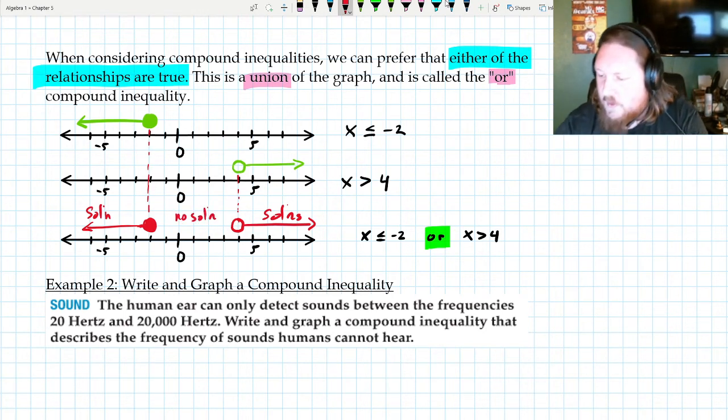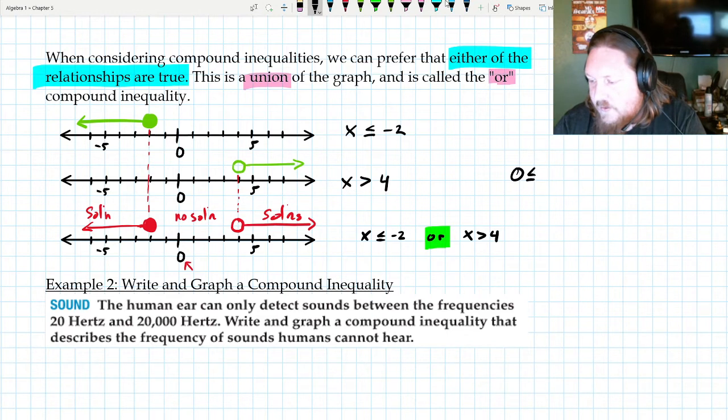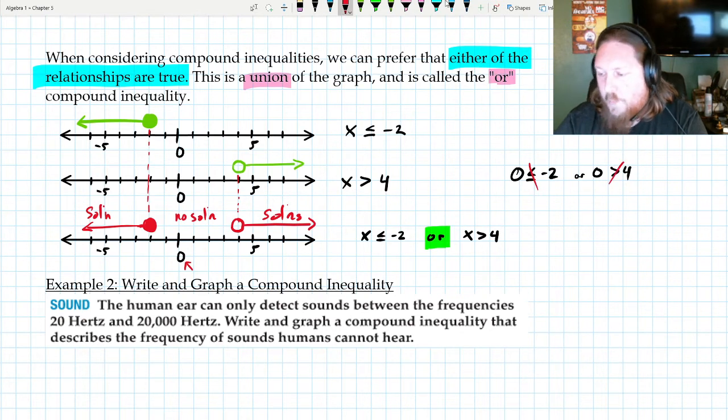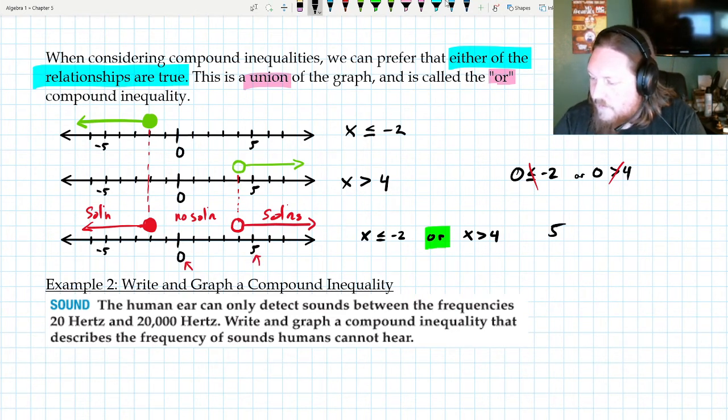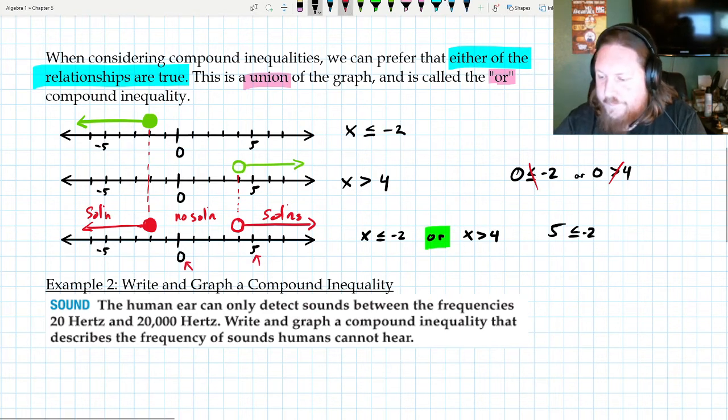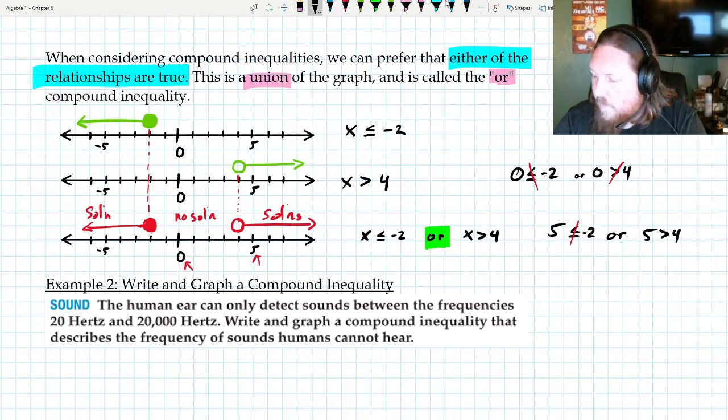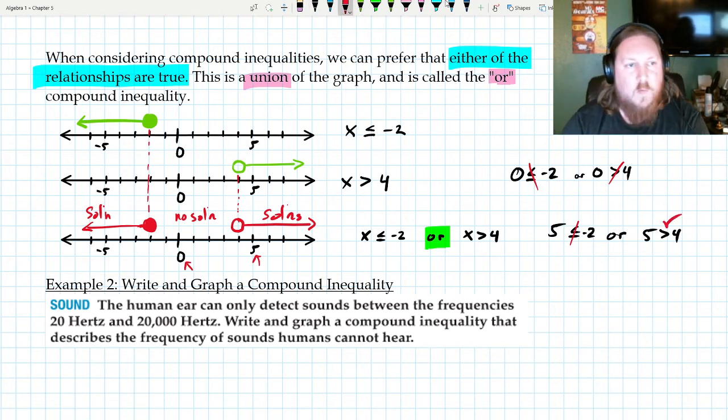So what does a no solution look like here? Let's take 0. Is 0 less than or equal to -2? Nope. Is 0 greater than 4? Nope. So it's not true for either of those things. Whereas if you take a number like 5, is 5 less than or equal to -2? Nope. Or is 5 greater than 4? This one is a yes, it is greater than 4. So 5 is a solution.